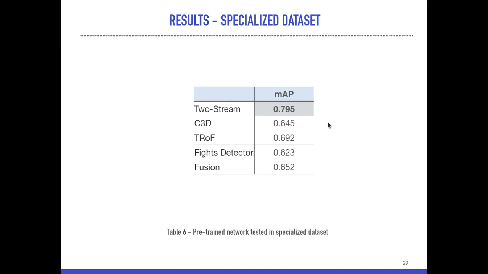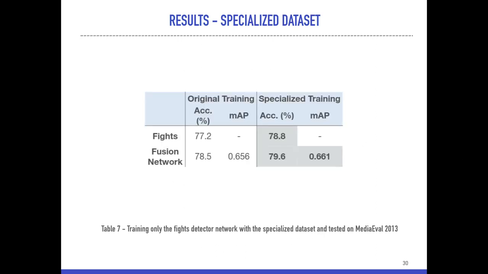This result tells us that the fusion is better than the individual detector, even when tested in different specific datasets. But our intention here is to use this dataset to replace the inputs of our fight detector, and then train it again. So when we compare our results training the fights detector with a specialized dataset and testing with our more general movies dataset, we not only get better results for the fights detector itself. This is our original training, and using this specialized training we get better results for the fights detector.